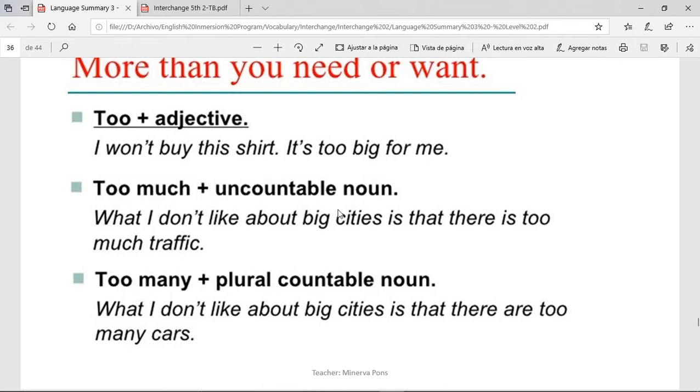Too much plus an uncountable noun. What I don't like about cities is that there is too much traffic. This is an evaluation of the cities. We use too much for uncountable nouns, too many for plural countable nouns, and too alone for adjectives, okay? So what I don't like about big cities is that there is too much traffic. Too many plus a plural countable noun. What I don't like about big cities is that there are too many cars, okay? All of these were evaluations.